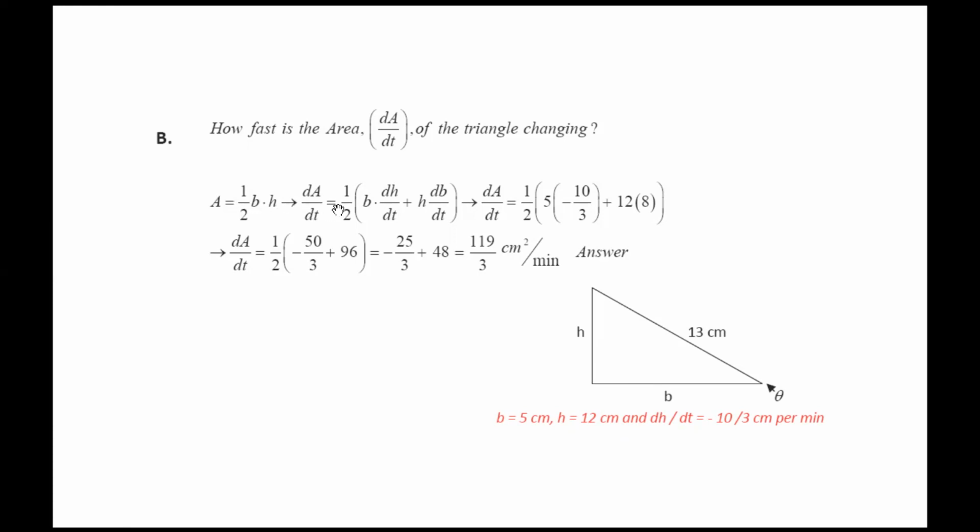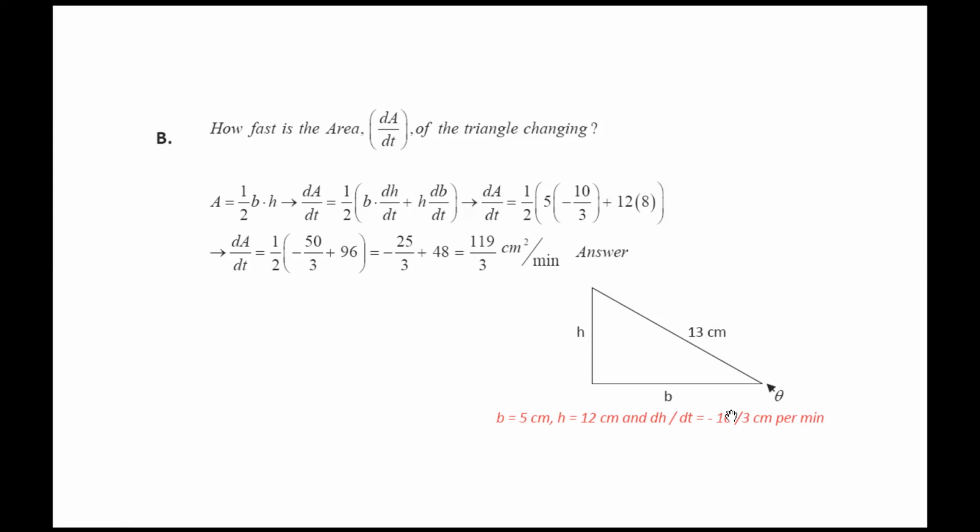So I pull the dA/dt, pull the 1/2 out. That's the first. B times the derivative of h, that's 1, put a dh/dt with it, plus h times the derivative of b. Since the derivative of b is 1, that's db/dt. So now we have everything we need. We know b, we're given that, we carry that over. We know db/dt. We know dh/dt now because we just found it in part A. This is from part A.